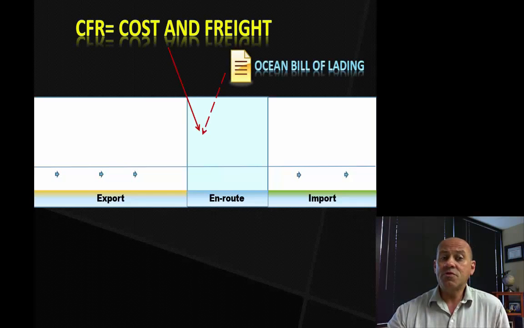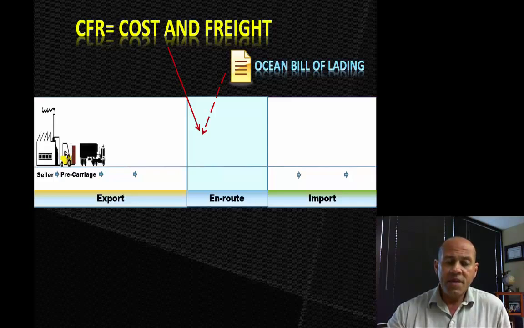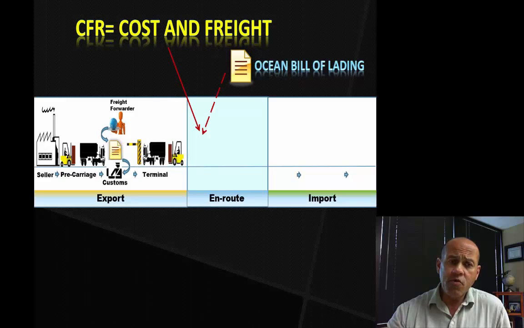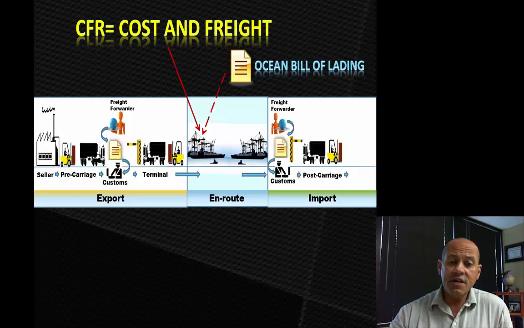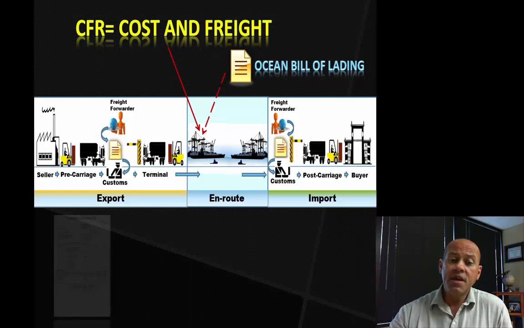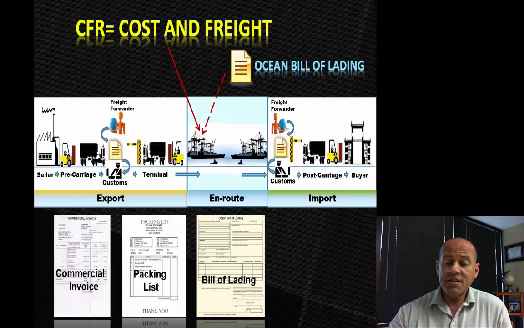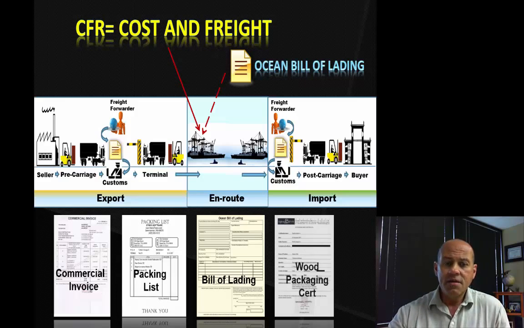So one of the first C terms we're going to go over is cost and freight. So cost and freight is an ocean term. It relates to the goods being delivered not only to the port by the seller, but the seller covering the cost of the freight. Now that the goods have been shipped, the buyer now has a responsibility of making sure those goods were insured for transit, as well as clearing them through customs, covering all the customs formalities, clearing the goods, delivering them to the ultimate destination. And again, commercial invoice, packing list, bill of lading, wood packaging certificate if required.